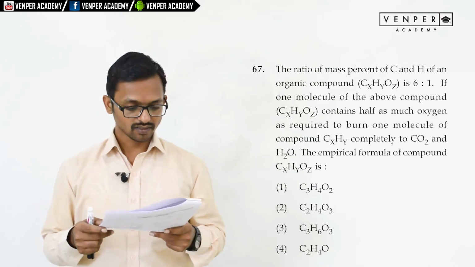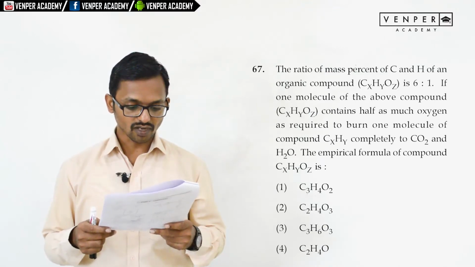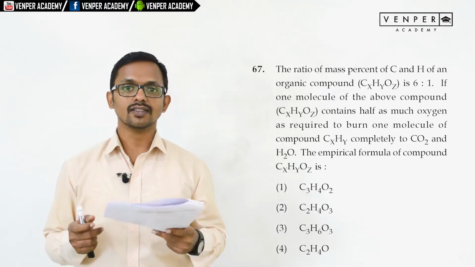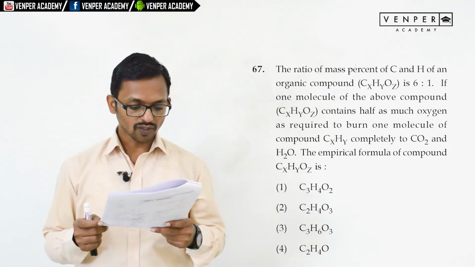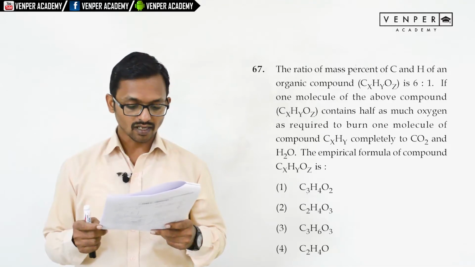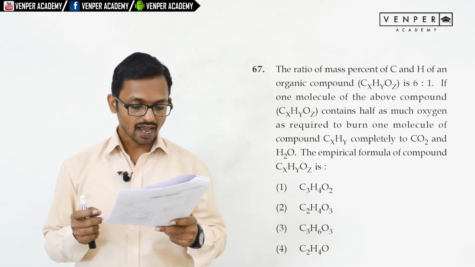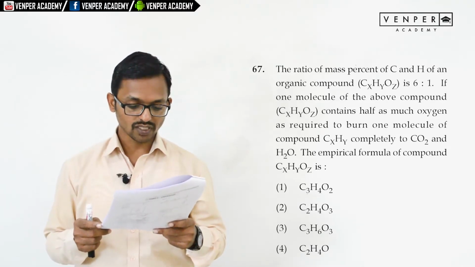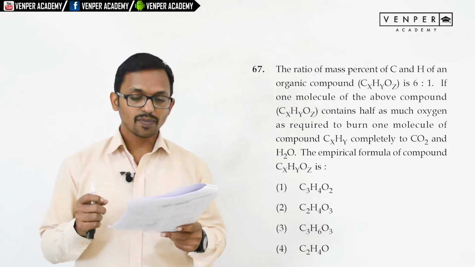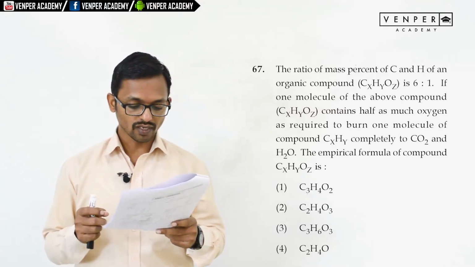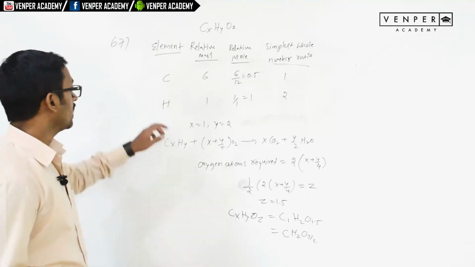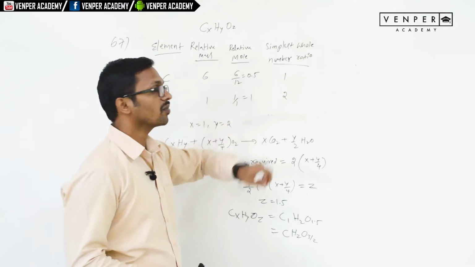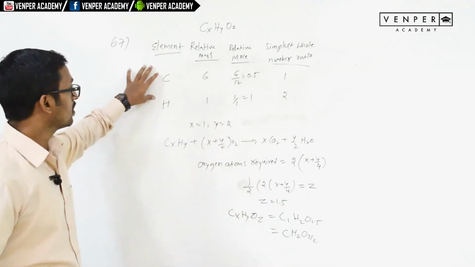Question number 67. The ratio of mass percentage of carbon and hydrogen of an organic compound CxHyOz is 6:1. If one molecule of the above compound contains half as much oxygen as required to burn one molecule of compound CxHy completely to CO2 and H2O, the empirical formula of the compound CxHyOz is, here the element and relative mass and relative moles and simplest whole number ratios are given. Let's see.